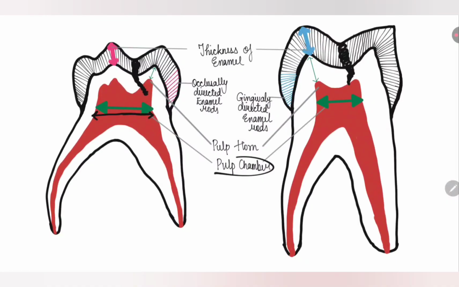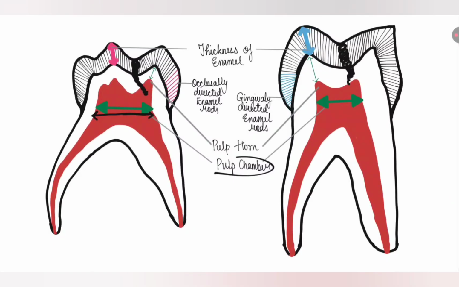Now talking about the pulp horn. See, this is the pulp horn. We can see here, these are the pulp horns. These pulp horns in primary teeth are higher, near to the enamel and dentine, right? So whenever we prepare a cavity, for example, if we are preparing a cavity to remove this, there are chances of the exposure of the pulp, right? There are chances of the exposure of the pulp.